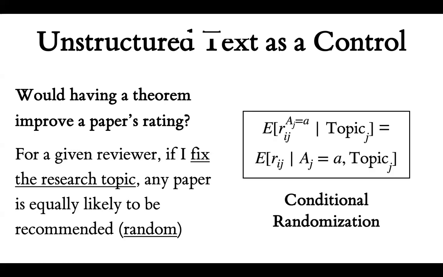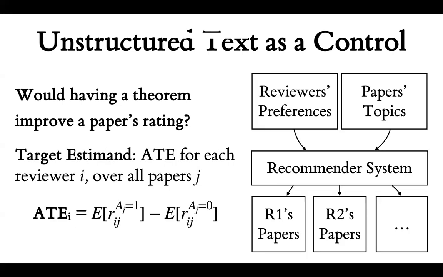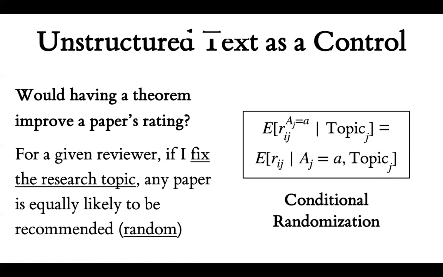But if I fix, for a given reviewer, a topic and look at all the papers that the reviewer is assigned in that topic, then any paper is equally likely to be assigned. If I fix a topic as complexity theory, which paper I'm going to pick from complexity theory and give to the reviewer is going to be at random. And that's because of the way this system is set up. The recommendation system depends only on the paper topics and the reviewer preferences.